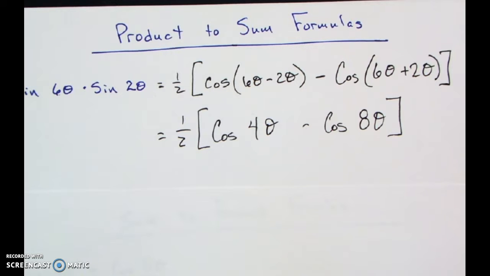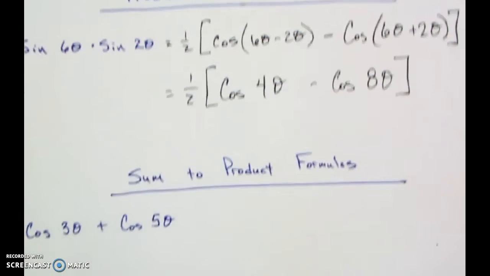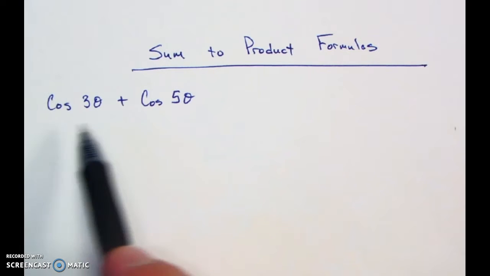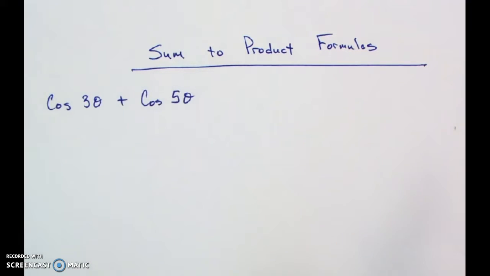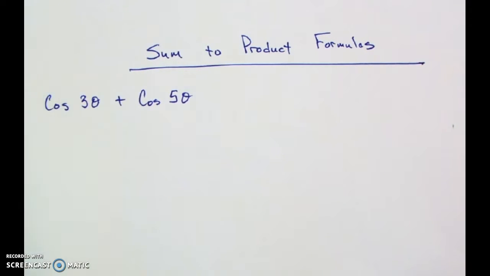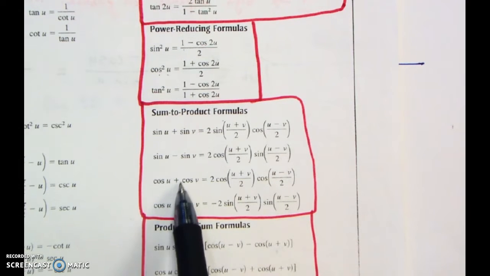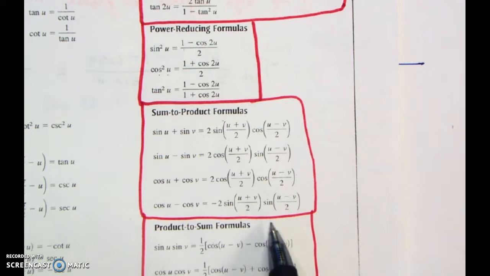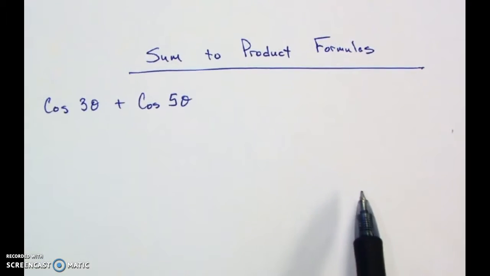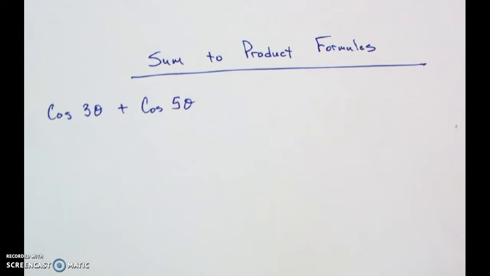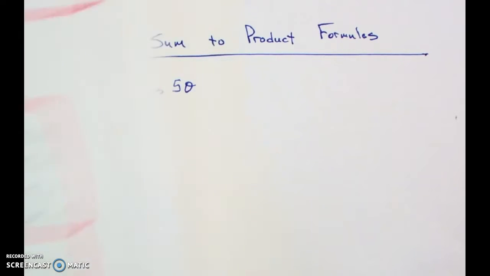We're just rewriting this. And so next we're looking at, again, rewriting, and now I'm currently adding these two, and we're going to rewrite it as a product. So now we're looking at our sum to product formulas. It's currently written as a sum, and we're going to rewrite it as a product. So for example, in this one we have cosine of 3 theta plus the cosine of 5 theta. So it's a cosine plus a cosine.